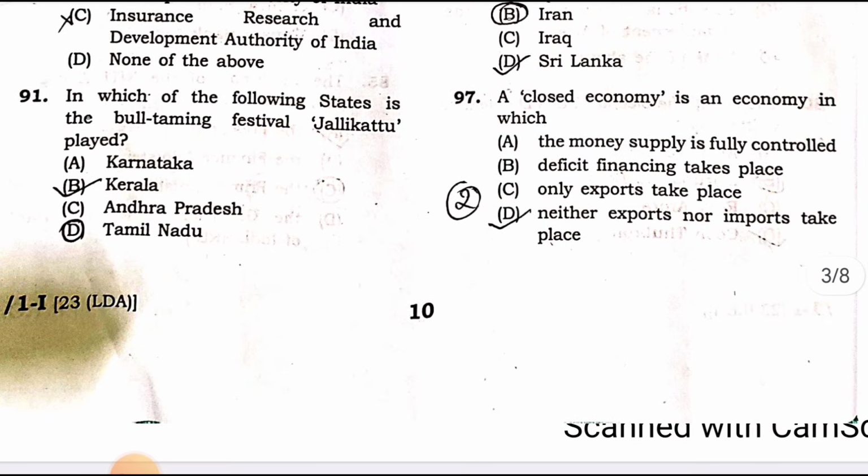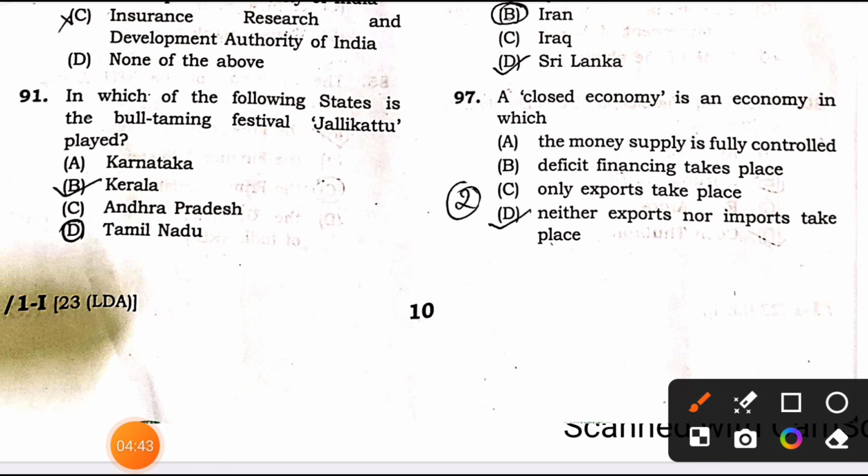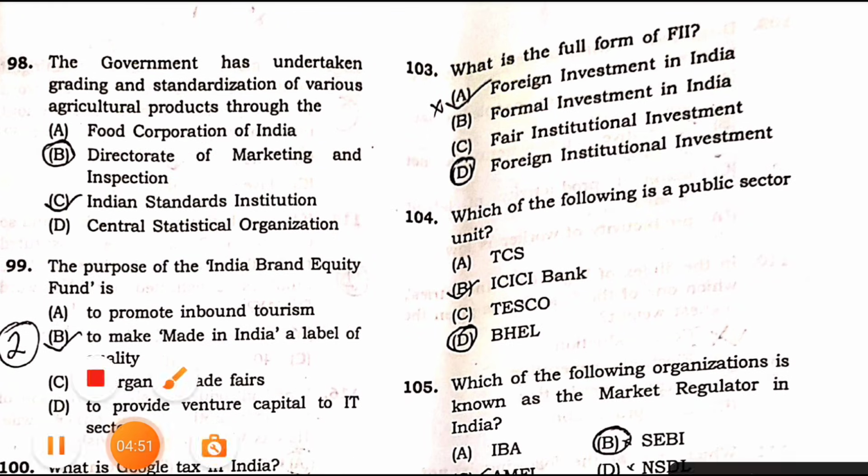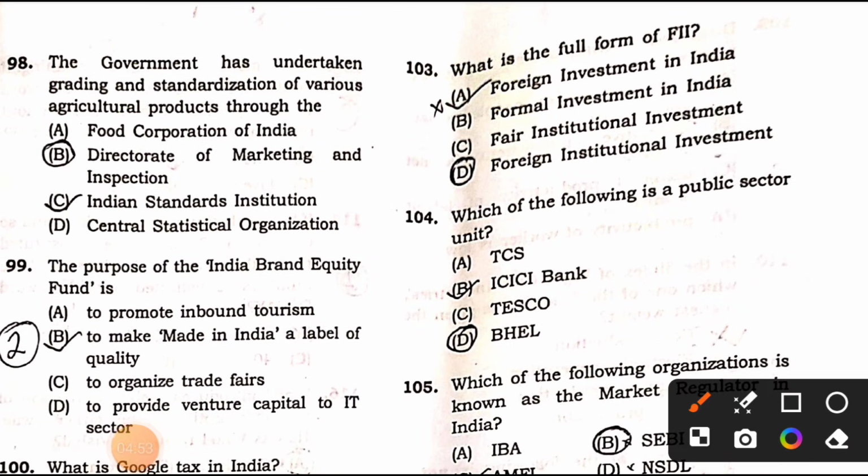A closed economy is an economy in which, answer D, neither export nor import takes place. Question 98. The government has undertaken grading and standardization of various agricultural products through, the correct answer is B, Directorate of Marketing and Inspection. The purpose of the India Brand Equity Fund is to make Made in India meet a level of quality.